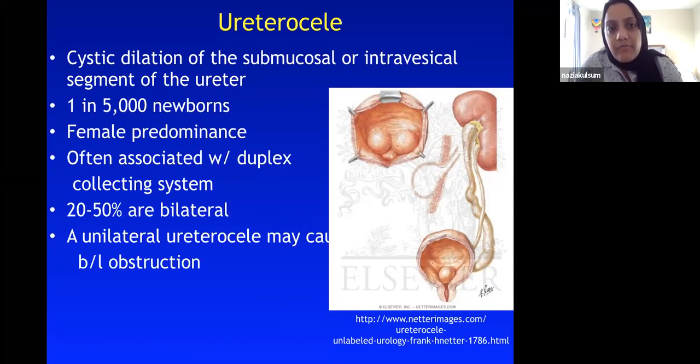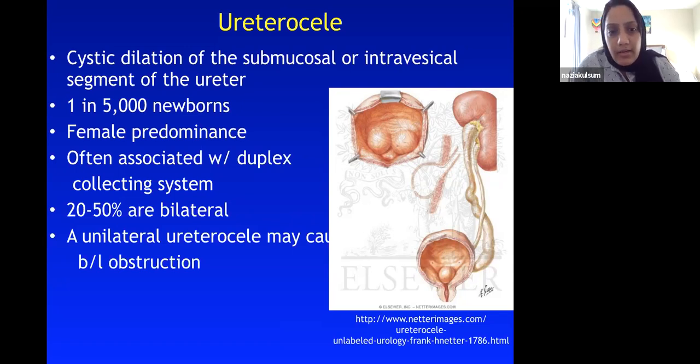So 1 in 500 newborns can have this. Tends to be more common in females, more so common with duplicating systems. Whenever you see a ureterocele with a duplicating system, then you have to be concerned about obstruction. The reason being, these ureters, even though they're located inside the bladder, they can act like a flap. So they may move up and down, and they may let the urine kind of go backwards, but at the same time they flap back onto the opening and cause obstruction of the ureter.